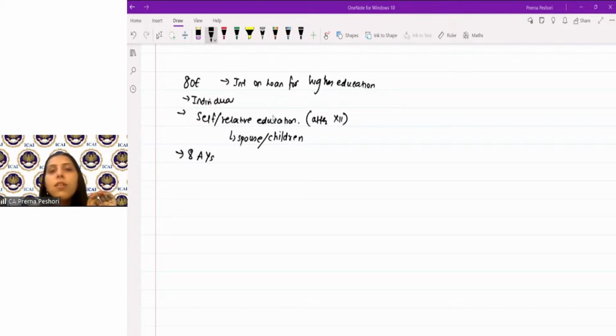Then there is a deduction available under 80EEA, where the maximum deduction is 1,50,000, but the loan should have been sanctioned before 31st March 2022. So this deduction is allowed up to 1,50,000, which is over and above the deduction under 24B for the interest deduction while computing the income from house property.